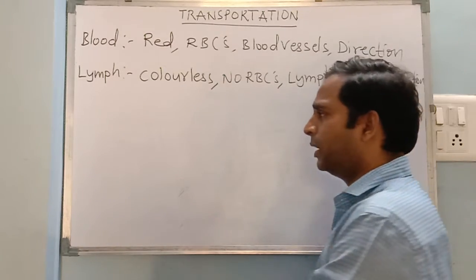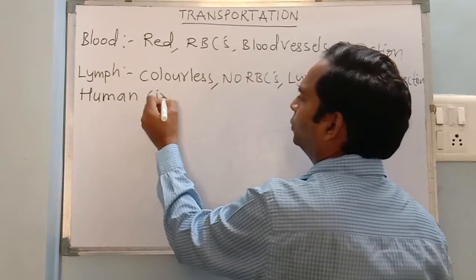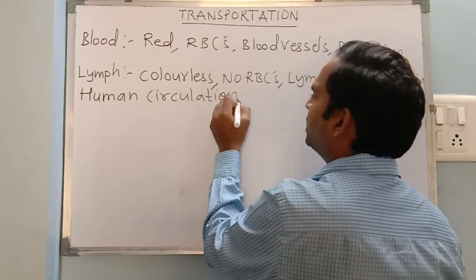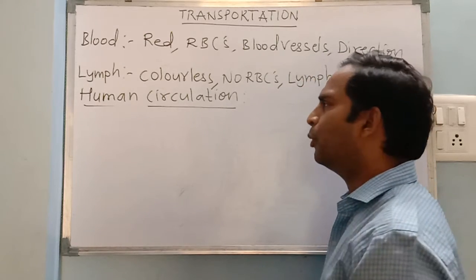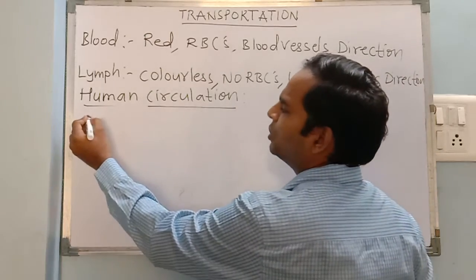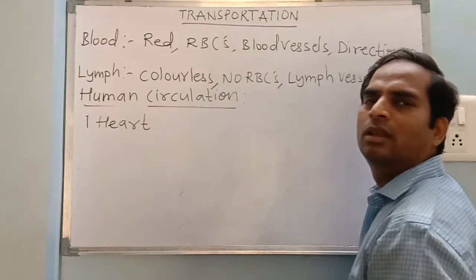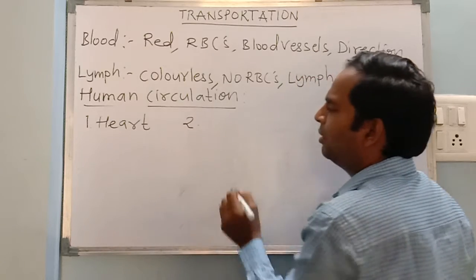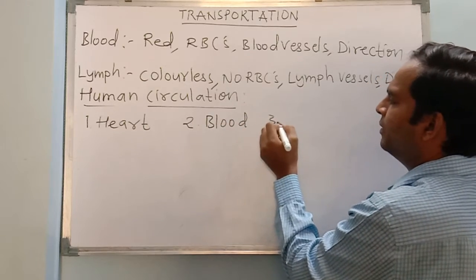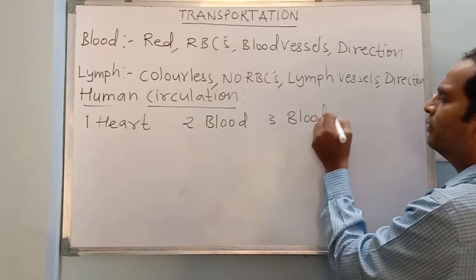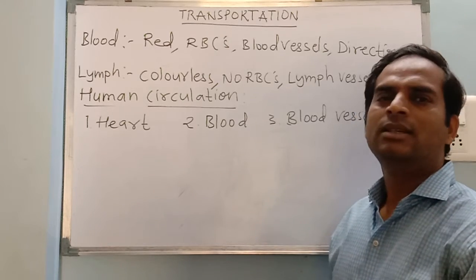So here in this topic, we are going to learn about the human circulatory system. When you say human circulatory system, it involves some components. Now what are those components? The first component is, of course, a very important structure, the heart. Then the second component is blood, and the third and last component is blood vessels. So these are the three main components which form our circulatory system.